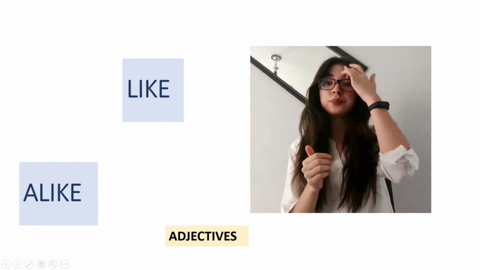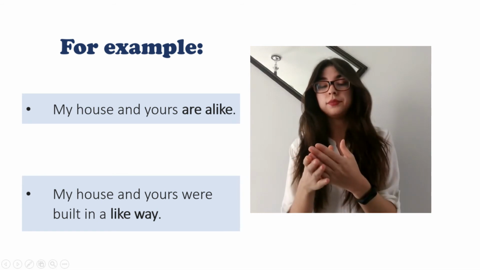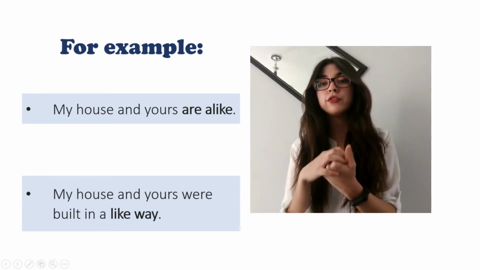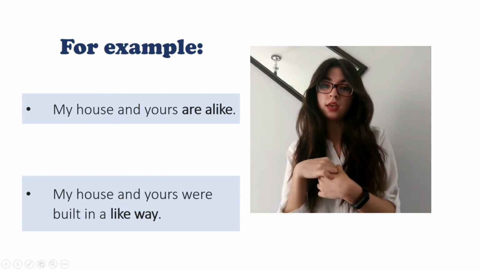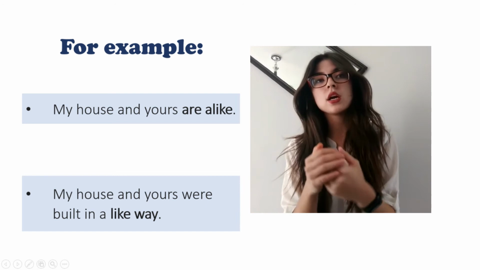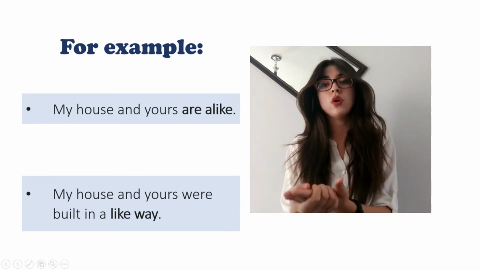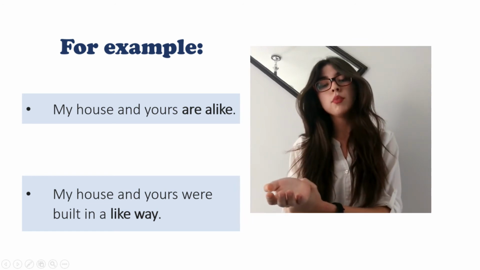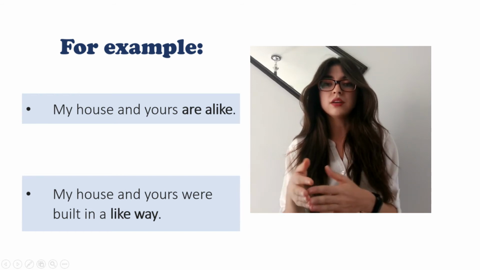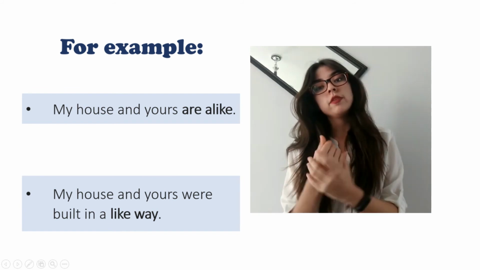For example, my house and yours are alike. And the other example is, my house and yours were built in a like way. In the first case, we can use alike because there is a linking verb before this word. And in the second example, like is working like a common adjective, so this word is before the noun.